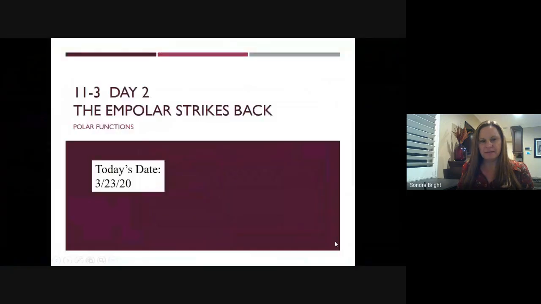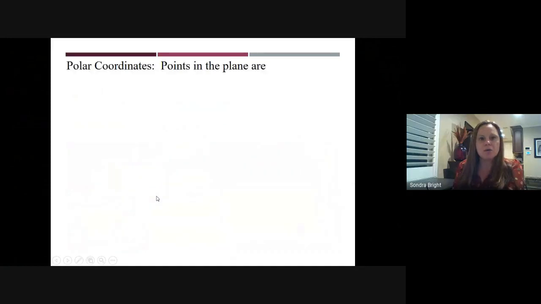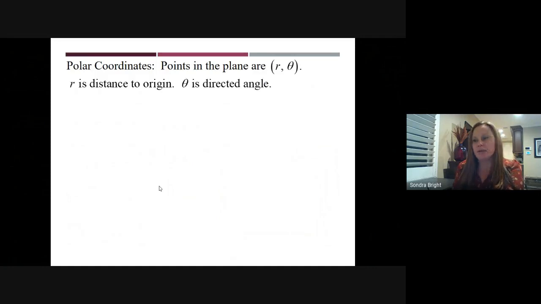Okay, so we're going to continue on with doing some more review of polar functions. This should all still be a review of what you learned last year. Polar coordinates in the plane are written r comma theta, where r is the distance to the origin, and theta is the directed angle from the positive x-axis, just like trig.